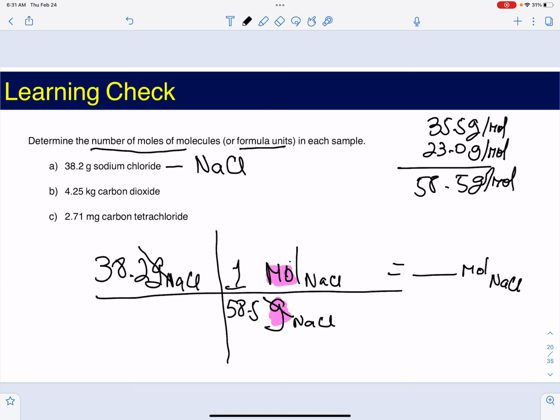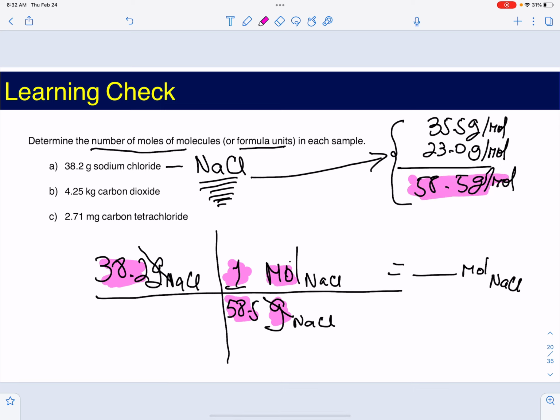And then you do the calculation, which is going to be 38.2 times 1 divided by 58.5. So nothing new of what we did before. The only different thing, not new because you know how to do it, is that you have to know how to go from the name to the formula. You have to know how to go from the formula to the molar mass, and then this becomes your conversion factor, which is what we have in here. So as you can see, now you definitely have to master chapter 5 before you can do these problems on chapter 6.